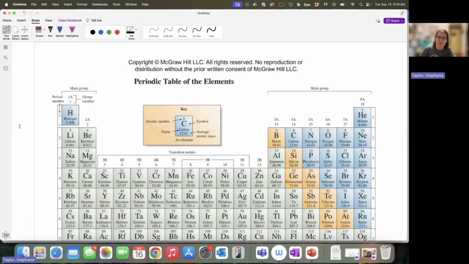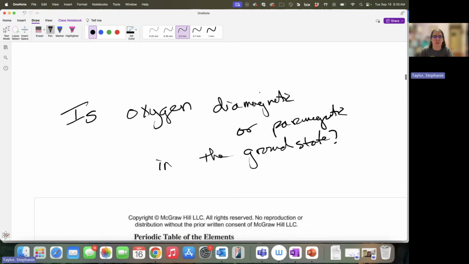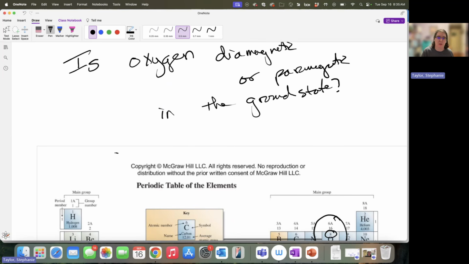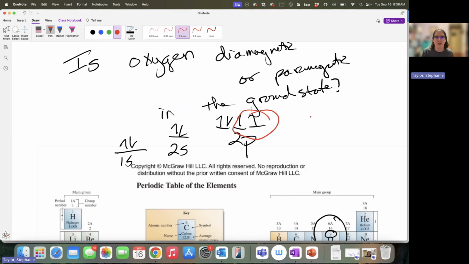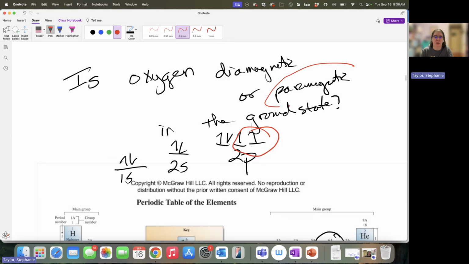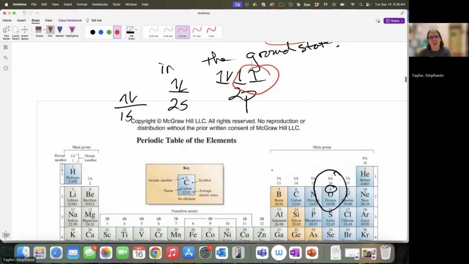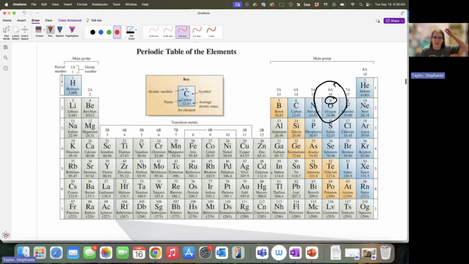Okay, so here is oxygen hanging out in group 6A. It has 8 electrons total. So when I'm doing oxygen, 1s has 2 electrons in there, 2s has 2 electrons in there, 2p, I got 4 electrons so far. 1, 2, 3, 4. I still have 2 unpaired electrons. This oxygen is paramagnetic.